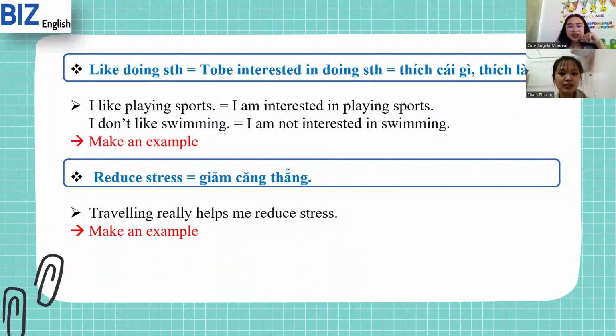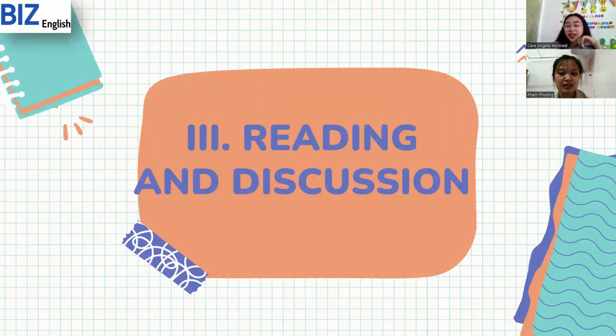Okay, next phrase we have reduce stress. First one is traveling really helps me reduce stress. Can you read this again? Traveling really helps me reduce stress. Very good. Do you agree with this? Yes, I think. There are so many activities that can reduce stress, right? We have traveling, what else? Go shopping, what else? Go out for coffee with friends. Yes, that's right. So there are so many. It's just your choice. Now, can you make an example? Go shopping really helps me reduce stress. Yes, that's very good, Jasmine. Next we have the reading and discussion.